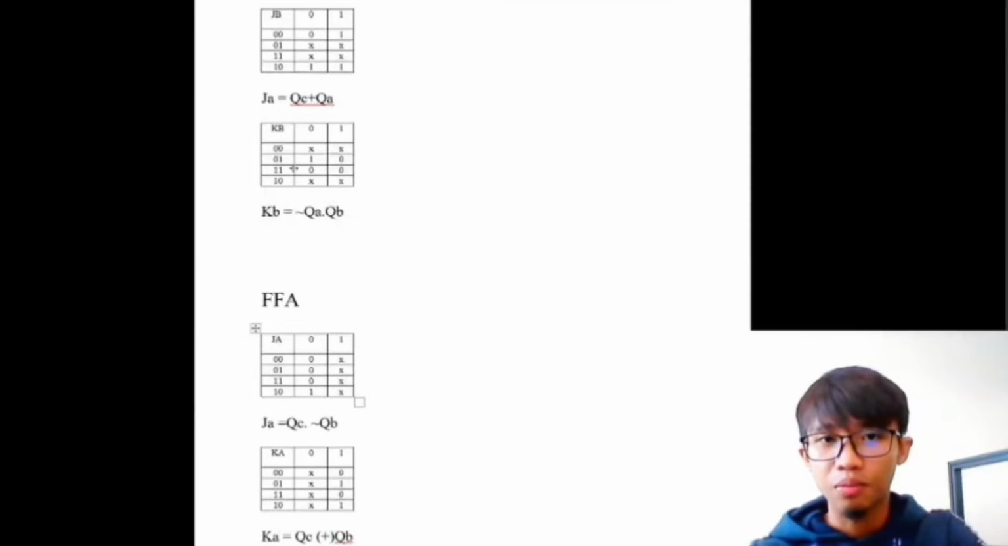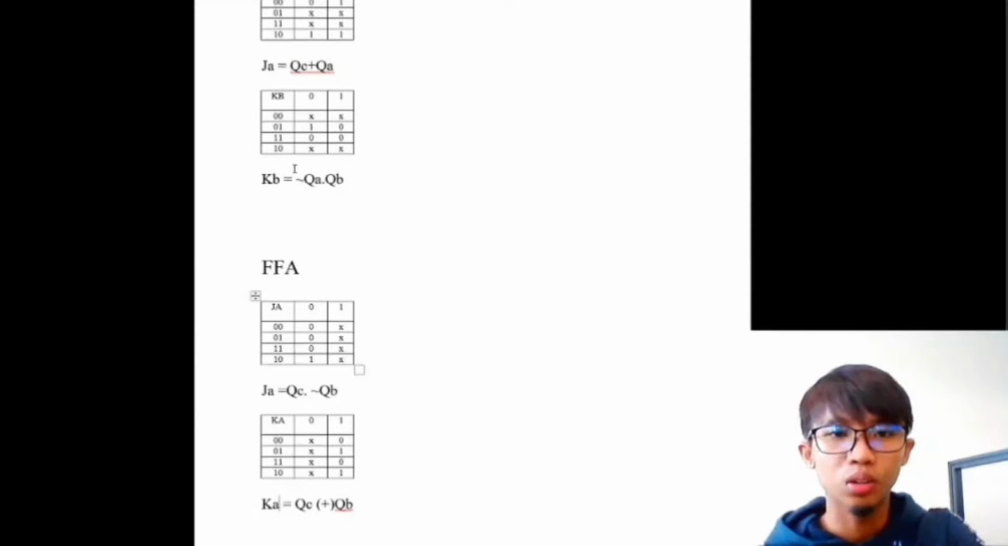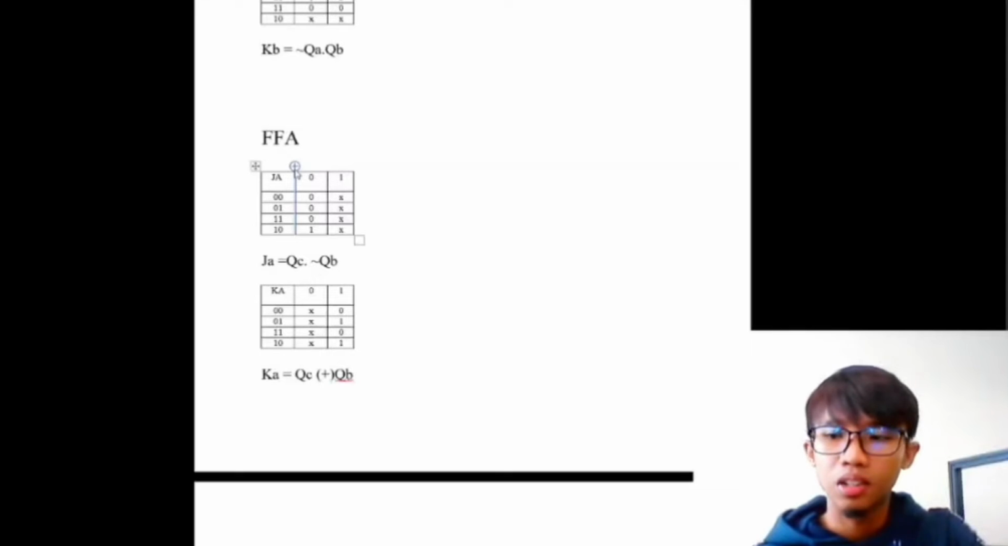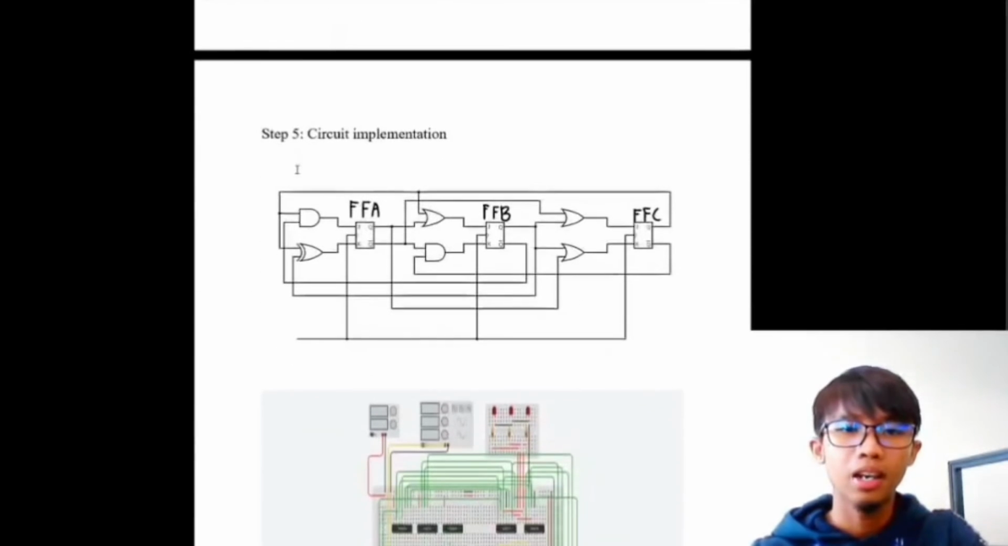So after we have done our K-map, we can go to process step 5, which is circuit implementation. This circuit implementation is important because if we want to simulate in Tinkercad, we need to have a circuit implementation as our reference.